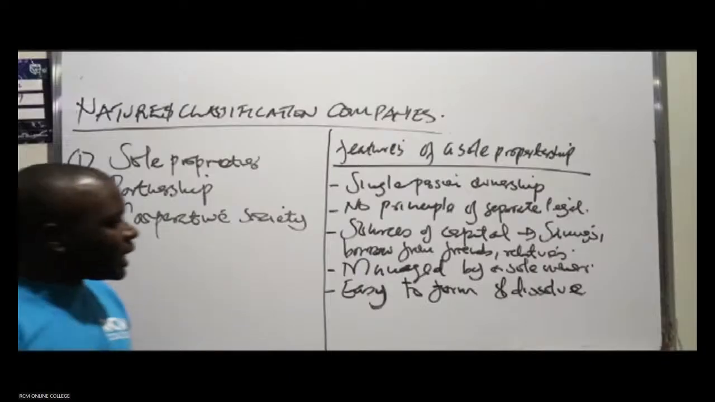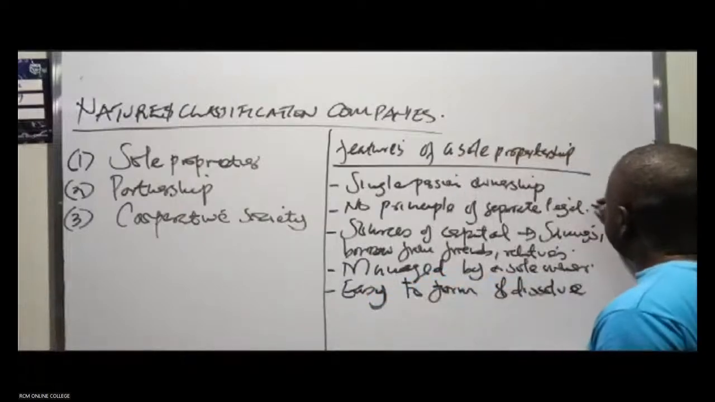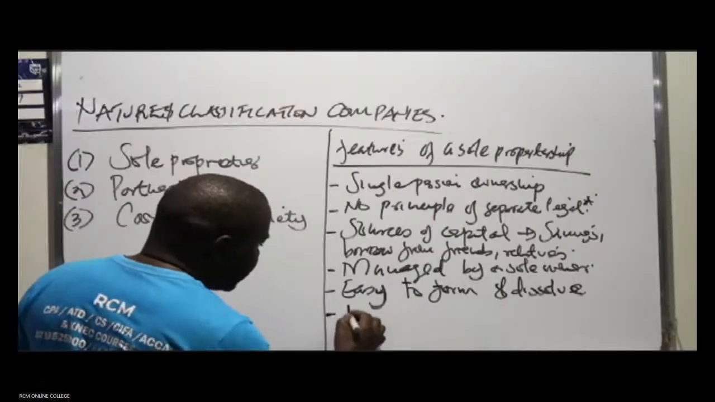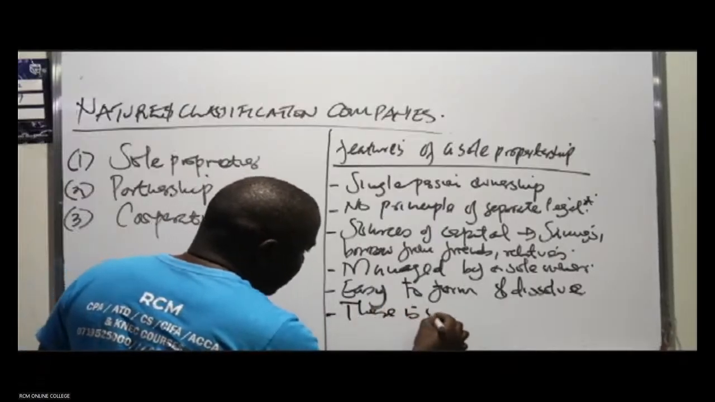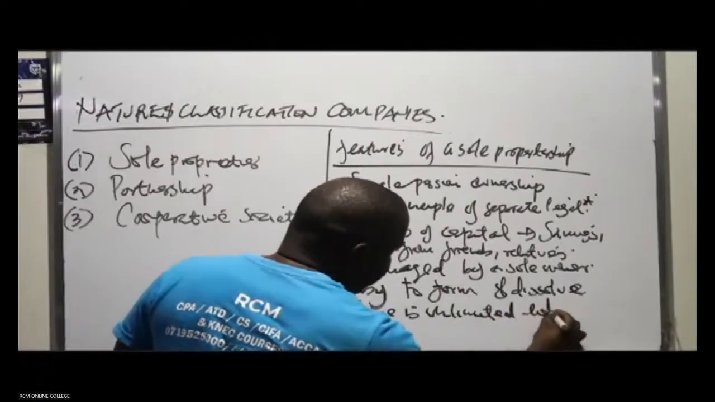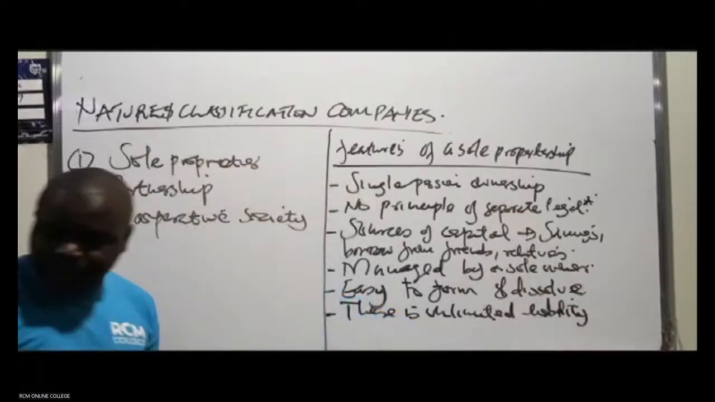Unlimited liability. Maybe you can indicate it, though it relates to this particular principle here. But let us just indicate there is unlimited liability. That is very correct.